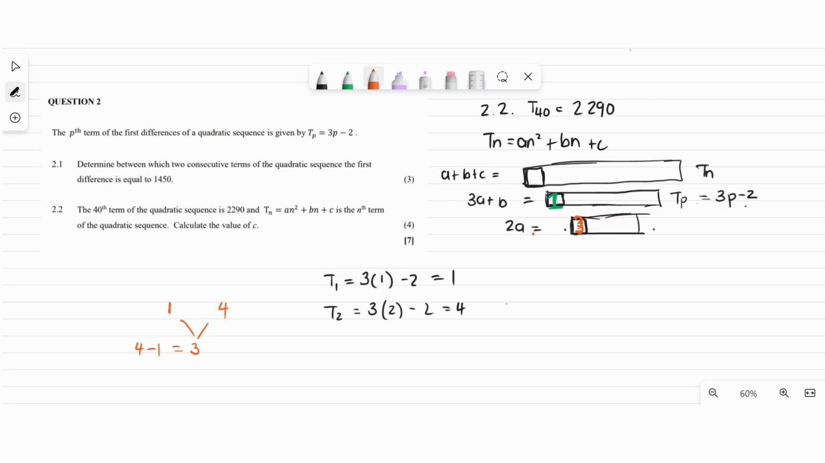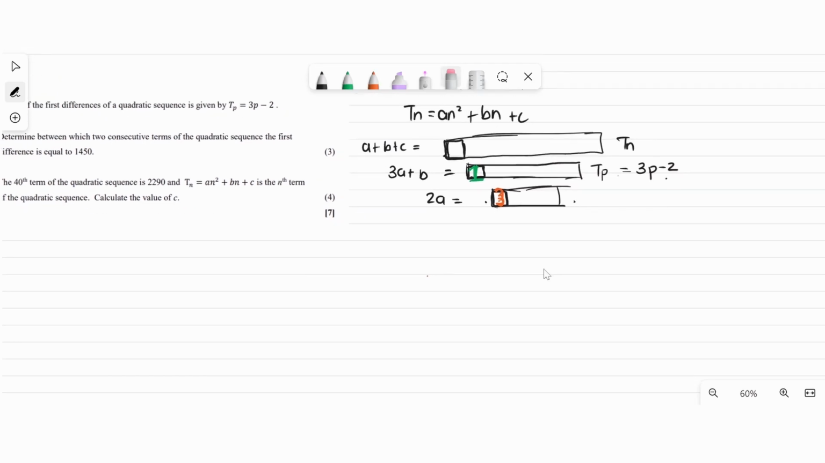So now, knowing the fact that 2A is equal to 3, let me erase this part. Let's start solving for A and B. So we know the fact that 2A is equal to 3. Therefore, A is equal to 3 over 2 because we divided both sides by 2.